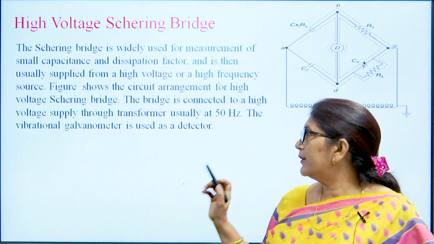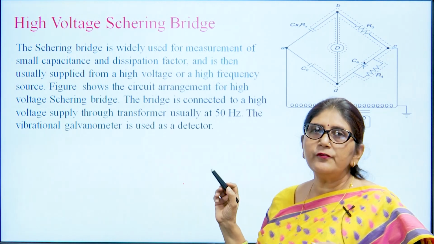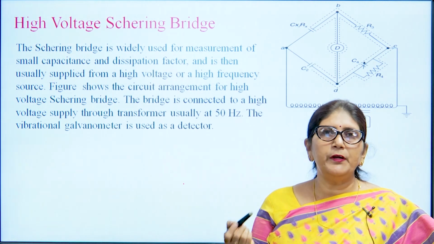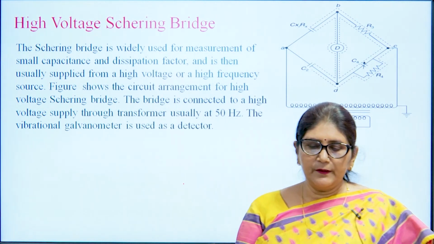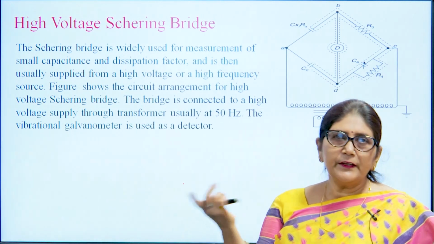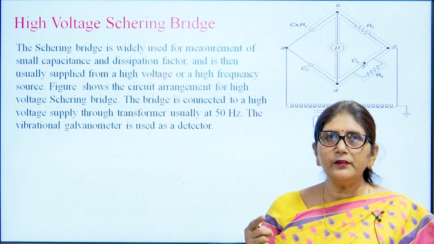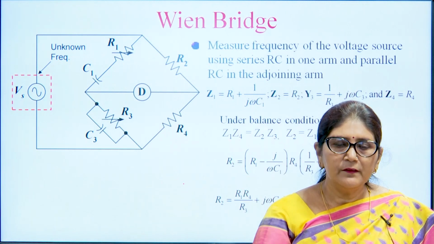Here we can see that we have used a transformer and we have shielded all the components, so that the stray capacitive field will not affect this measurement, and generally we can use the transformer with the power supply. For the detector circuit, since it is an AC bridge, we have to use a vibration galvanometer; we can't use the normal galvanometer in this.